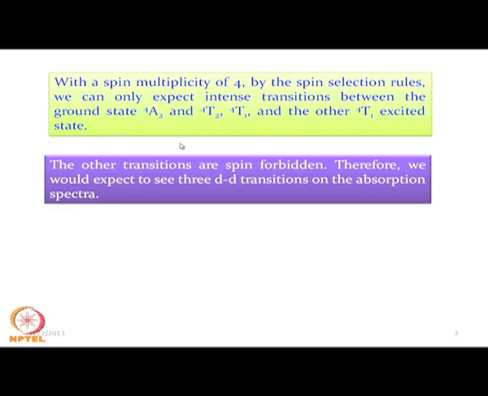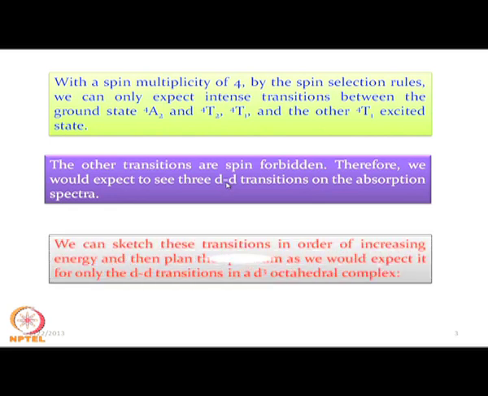That was not so easy to find out if we look only at the orbital contribution. So, the corresponding term values and the correlation diagram in terms of the Tanabe-Sugano diagram are important to know the exact number of those d-d transitions. If we sketch these transitions in order of increasing energy, taking the different levels in the Tanabe-Sugano diagram and going from one particular level to the other, we will see the spectrum we would expect for only the d-d transitions in a d3 octahedral complex.